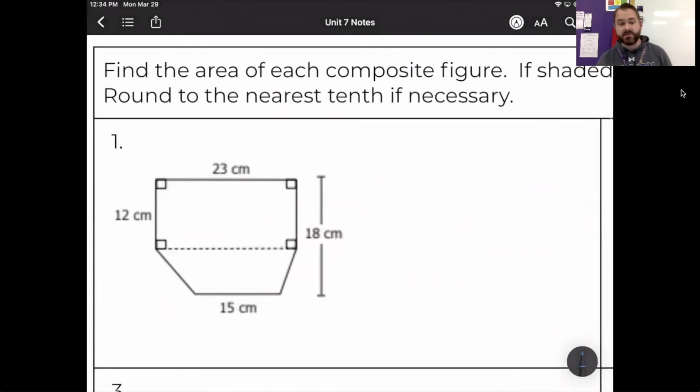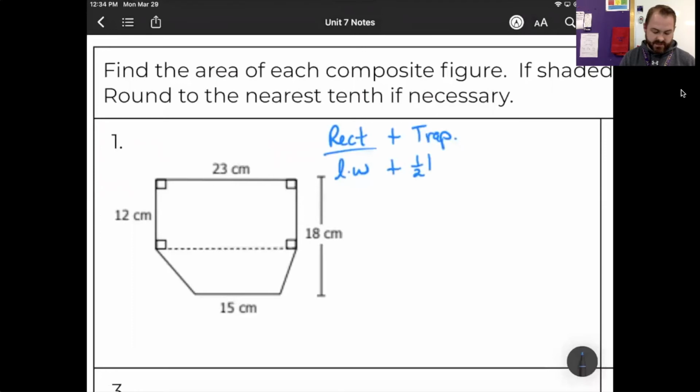Okay, so as I look at number 1 and 2 here, number 1, it looks like this figure is created just by a rectangle with a trapezoid underneath. So we've got the area of our rectangle plus the area of a trapezoid. That's what we're going to do. So the area of a rectangle, again, is just length times width. And the area of a trapezoid is 1/2 times height times the sum of the bases, base 1 plus base 2. So we've got to look at our length and width of a rectangle. Well, that's easy to see. Length we can call 23, width we can call 12. So that's 23 times 12.